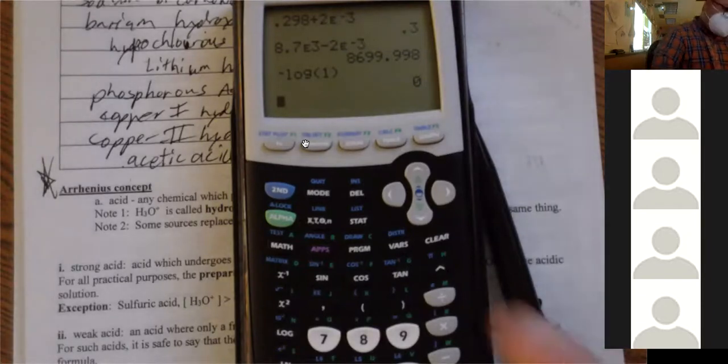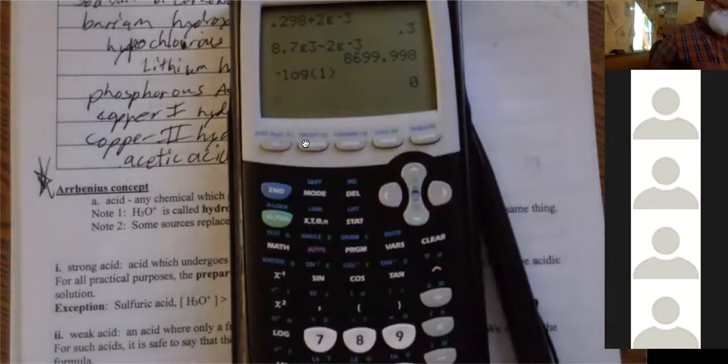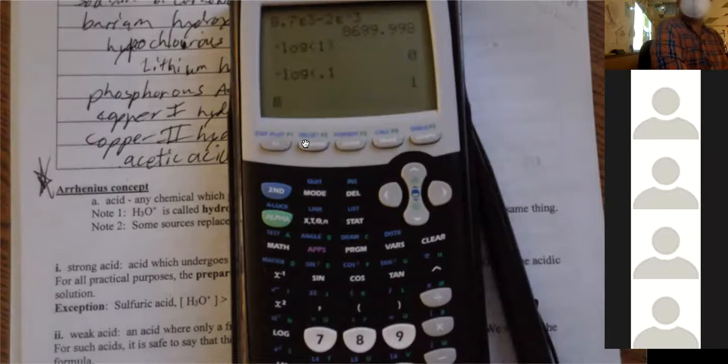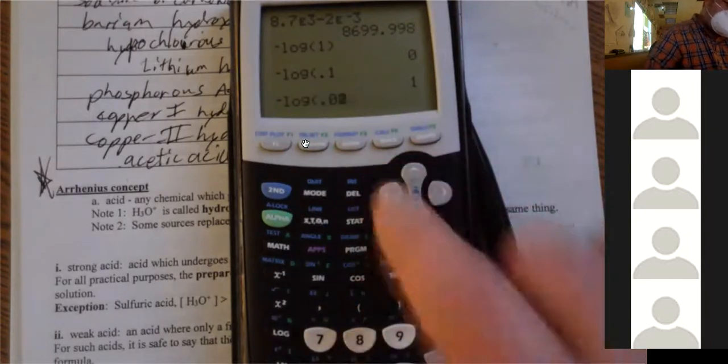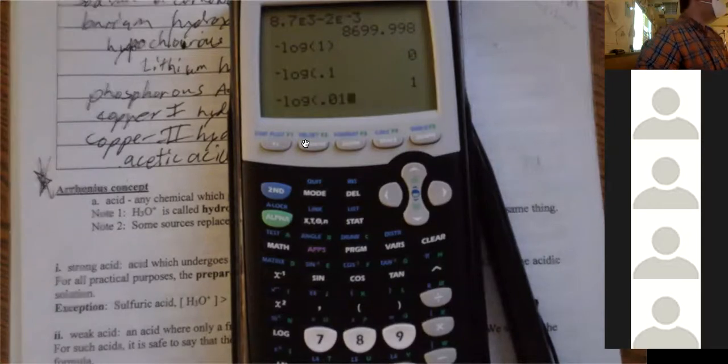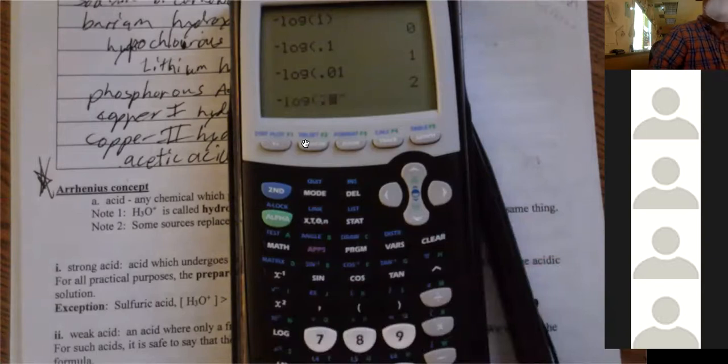Let's say that instead of having a concentration of 1, we diluted it so that it has a concentration of 0.1. Negative log, 0.1. That has a pH of 1. Negative log, 0.01. What do you think its pH will be? Two. Good, Lana. So then we take the negative log of 0.001. What do you think its pH will be?